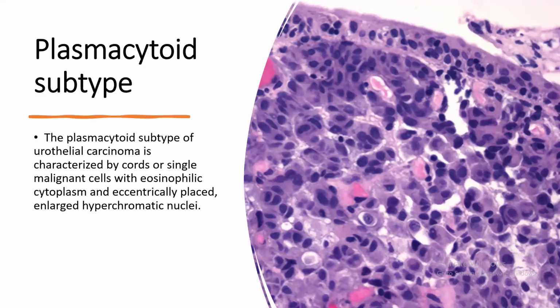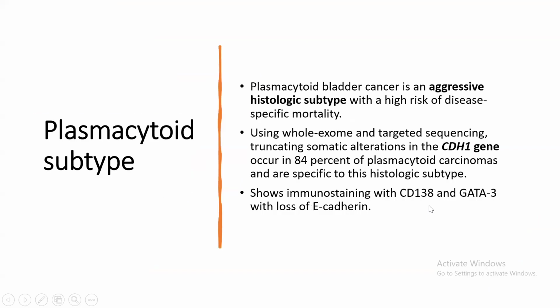Then we have the plasmacytoid subtype. As the name suggests, it resembles plasma cells. The morphology is plasmacytoid. The cells have eccentrically placed nuclei with abundant cytoplasm. We can see this over here in the micrograph. This plasmacytoid subtype is again an aggressive type of bladder cancer. Here we can identify CDH1 gene alteration, and it will show positivity with CD138 and GATA3, with loss of E-cadherin.